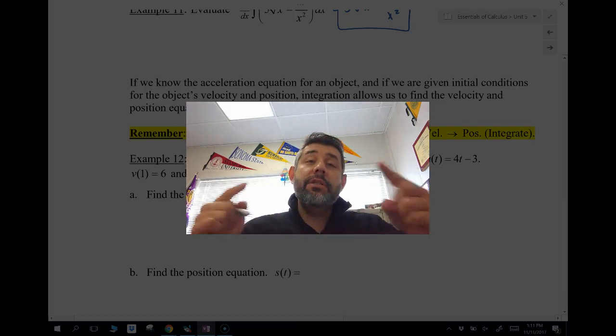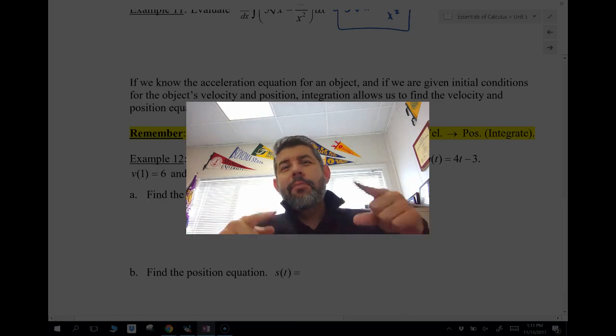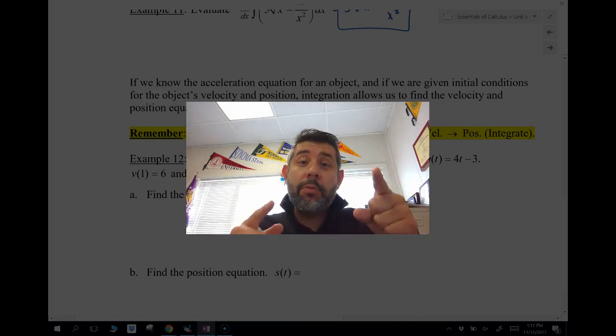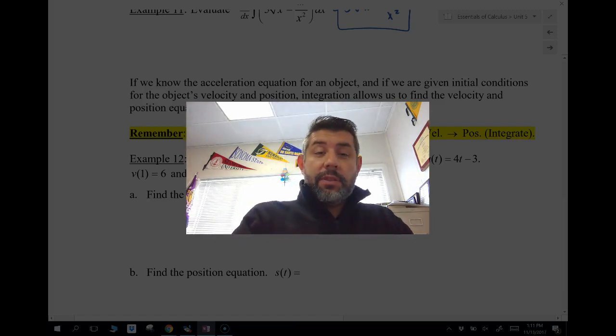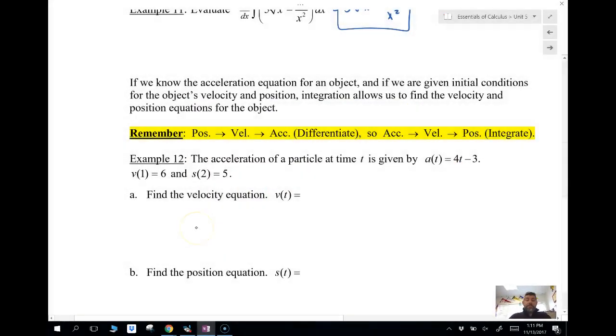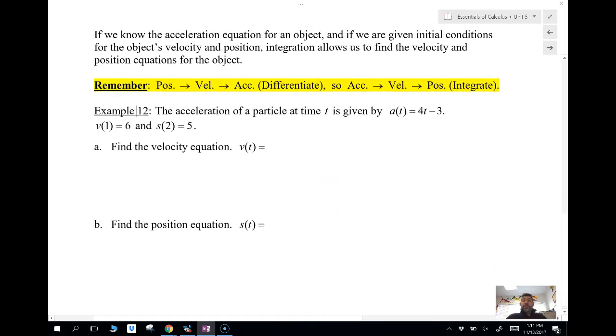We're going to look at acceleration, velocity, and position, although they don't go in that order. But we talked about them before when we were talking derivatives. Now we're looking at antiderivatives. So let's take a look here. If we know the acceleration of an object and we're given initial conditions for the object's velocity and position, then we can actually do integration to go backwards and find velocity or position.